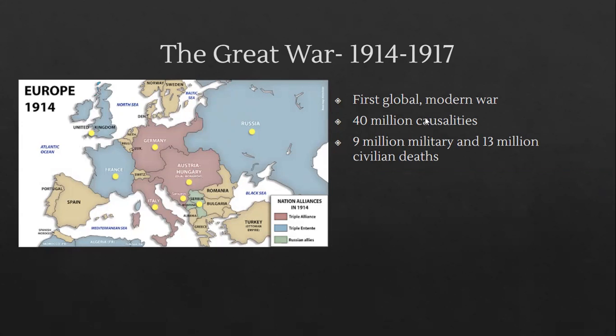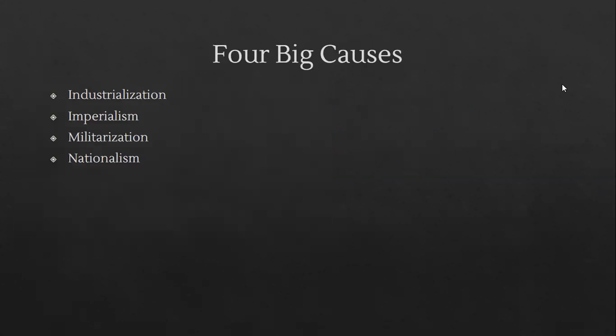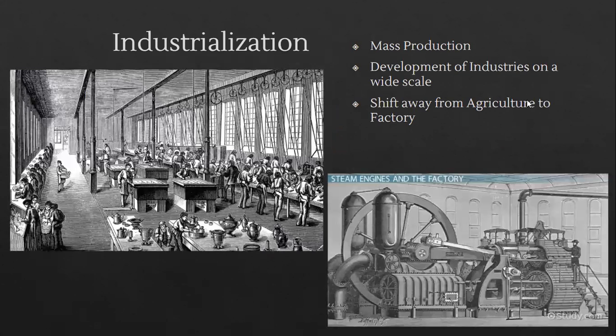Now, it wasn't the first modern war. The first modern war was actually the American Civil War, and I have another video that discusses that. But this was the first war where modern warfare occurred between other countries. And it was awful. Now, there are four big causes, four long term movements, I guess you could say, that caused World War One, and we're going to discuss each of them. The first one is industrialization.